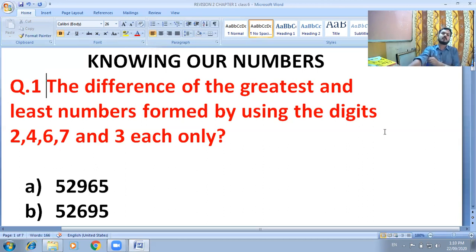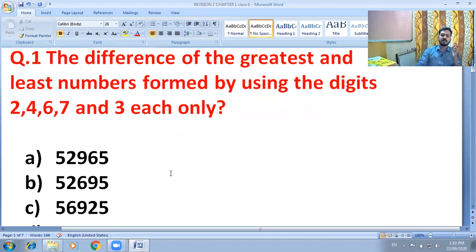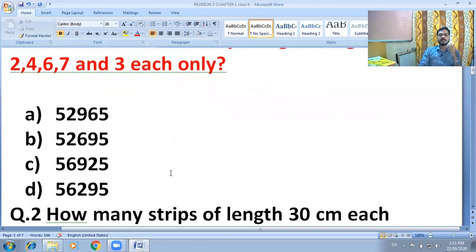So now question number one: the difference of the greatest and the smallest number formed by using digits 2, 4, 6, 7 and 3 is. You can form the greatest number and the least number using these given digits, but remember each digit is used one time. So you can write it only one time. So option A, option B, option C. You can select which option is correct.